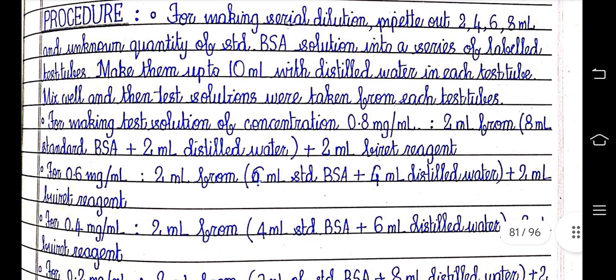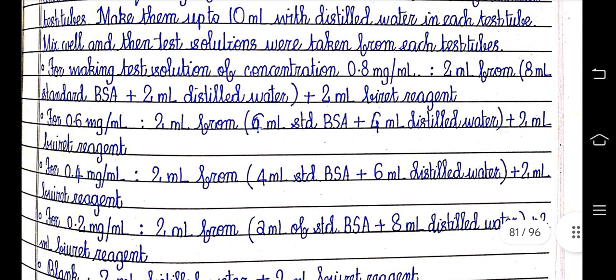Making test solution of concentration 0.8 mg per ml: 2 ml from 8 ml standard BSA plus 2 ml distilled water plus 2 ml Biuret reagent. For 0.6 mg per ml: 2 ml from 6 ml of standard BSA, 4 ml distilled water plus 2 ml Biuret reagent, like that.